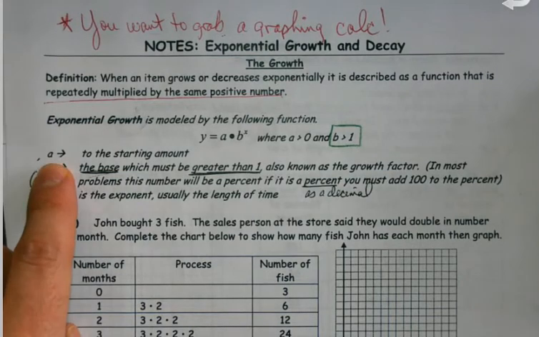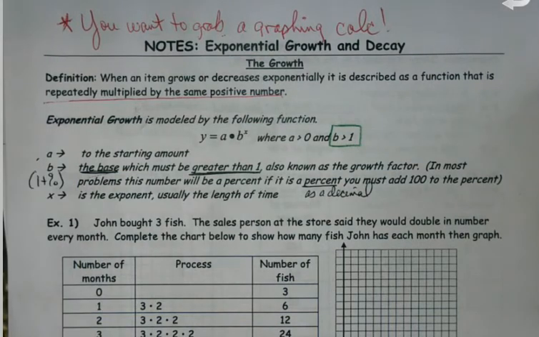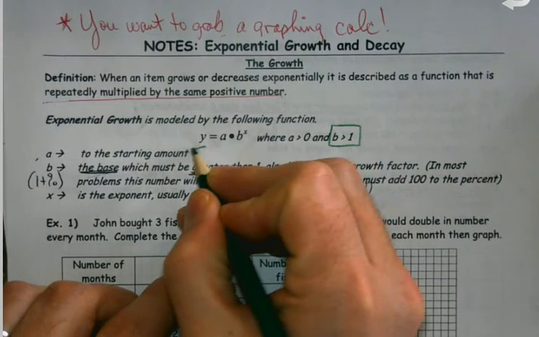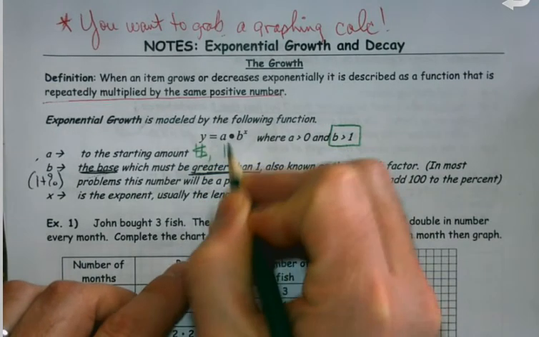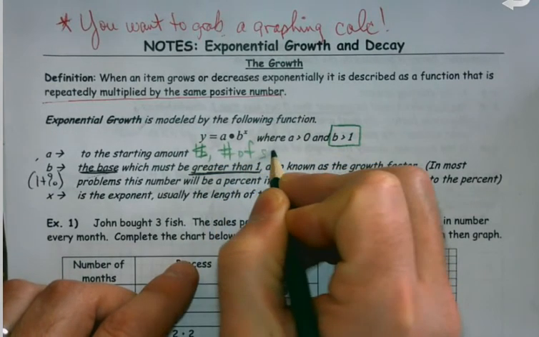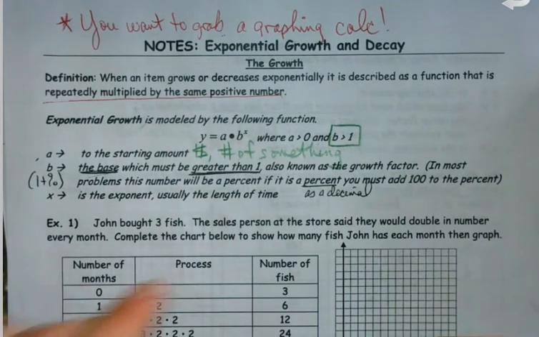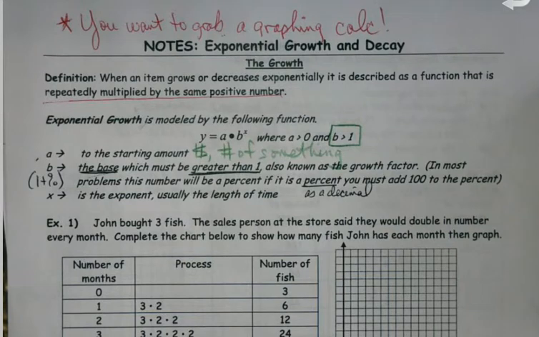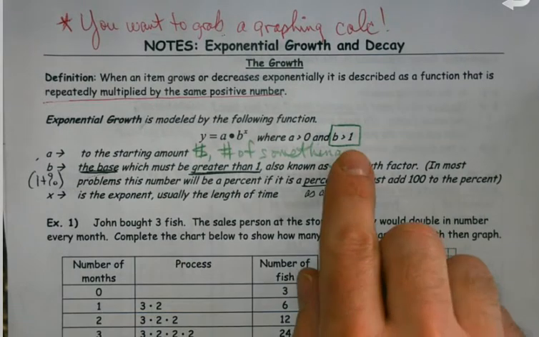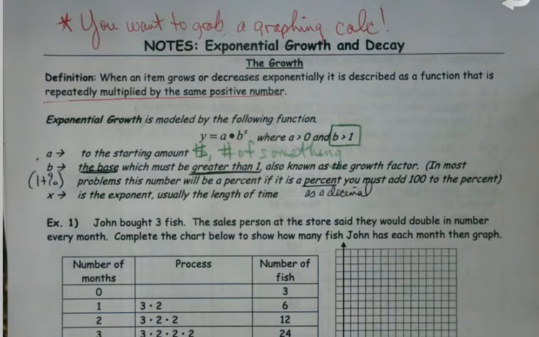So whatever we start with as a might be some money, or a number of something. We may have bacteria if we're working with a science type thing. But there'll always be some value that we're starting with. So that's going to be my a. b is what's called my base, okay? And again, it's got to be bigger than 1. And it's called a growth factor, okay?